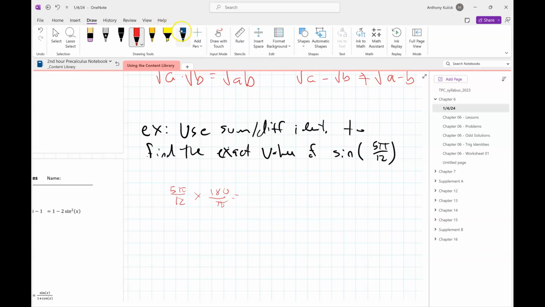So when we do that, let's see, the pi's cancel. 6 goes into both of those. And then that. So 5 pi over 12 is really just 75 degrees.